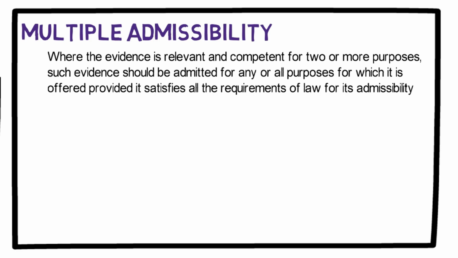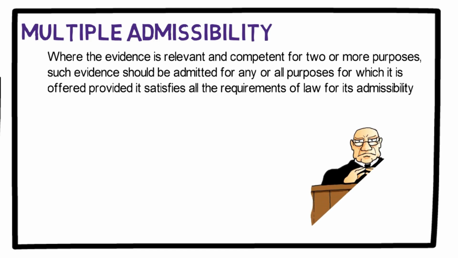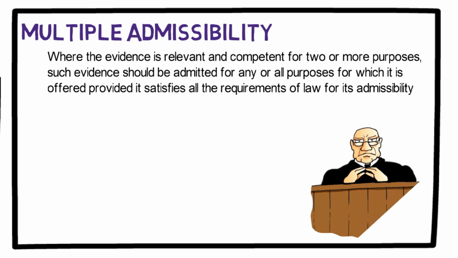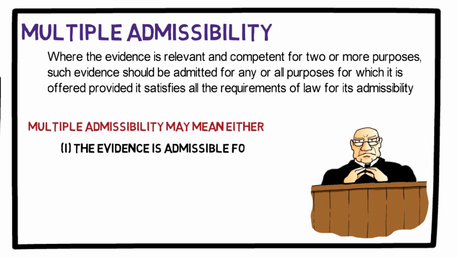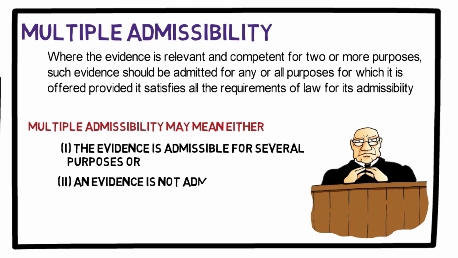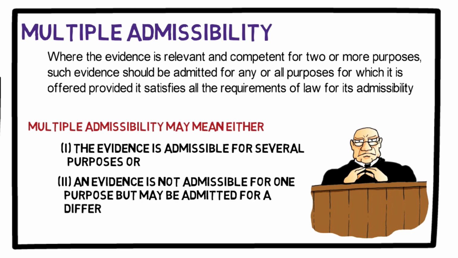Take note that when a material is asked by a party to be admitted as evidence, the party presenting must inform the court of the purpose which the material is intended to serve, and the court then admits the material as evidence. Multiple admissibility may mean either 1. The evidence is admissible for several purposes, or 2. An evidence is not admissible for one purpose but may be admitted for a different purpose if it satisfies all the requirements of the other purpose.